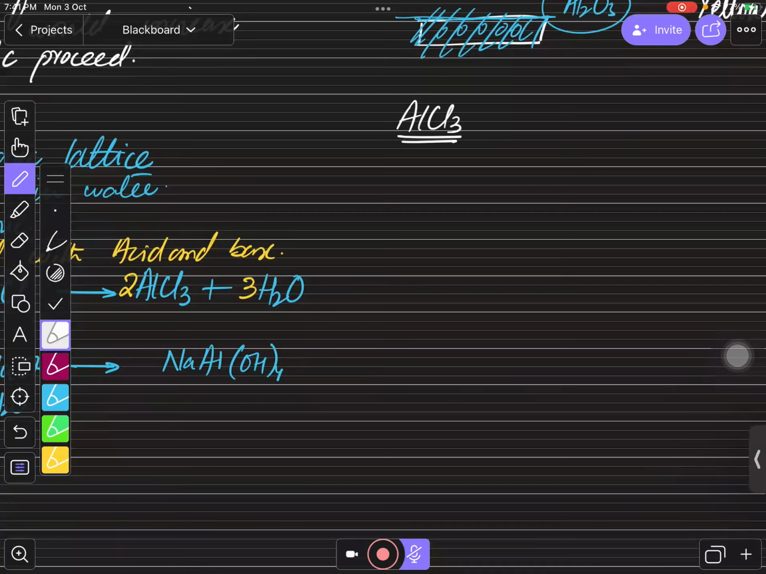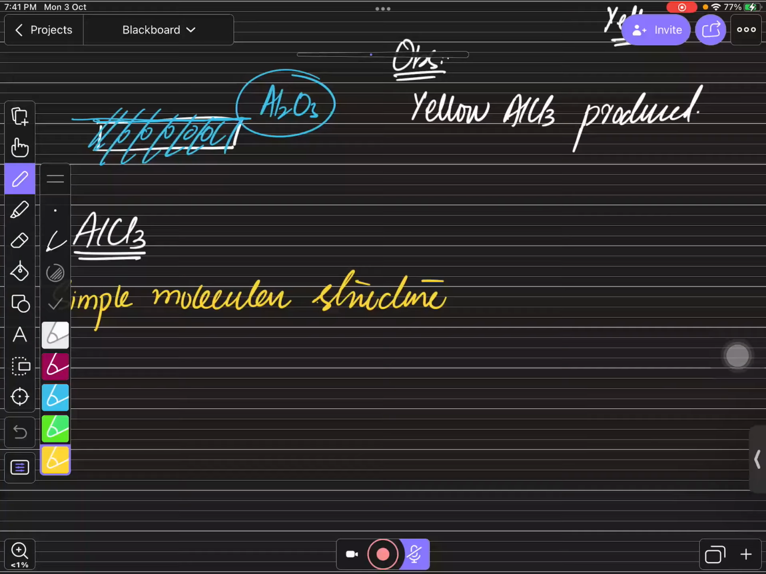It is actually simple molecular structure. That is why it is very important to talk about simple molecular structure. And in exam, it is very consistent about questions. If you talk about ammonium chloride, so it will be like this.